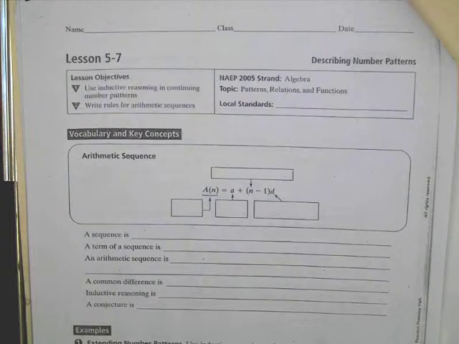This is for Algebra, Lesson 5-7, Describing Number Patterns. We are going to use inductive reasoning in continuing number patterns and write rules for arithmetic sequences. So we do have a few key concepts and some definitions that we want to go over.